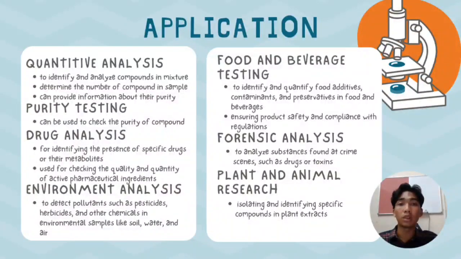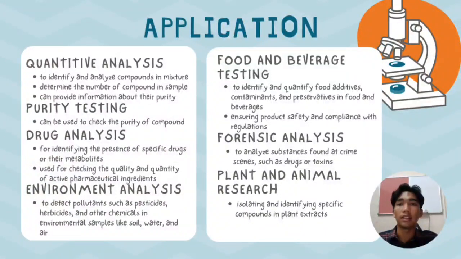So, let's move on to applications of TLC. The first one is qualitative analysis. TLC is often used to identify and analyze compounds in a mixture. It helps determine the number of components in a sample and can provide information about their purity. Number two, purity testing. TLC can be used to check the purity of a compound by comparing the number of spots on the TLC plate for the sample with that of a pure standard. If the sample has more than one spot, it indicates impurities.